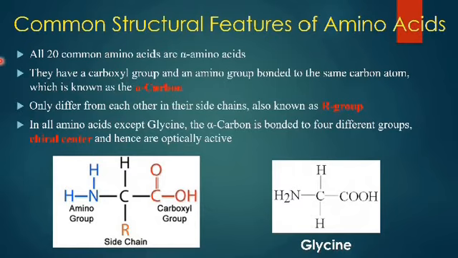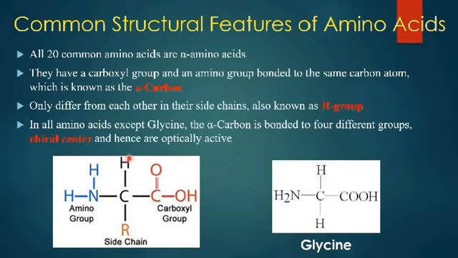All 20 amino acids are alpha amino acids, which means that they have a carboxyl group and an amino group bonded to the same carbon atom, and this carbon atom is known as the alpha carbon. These amino acids only differ from each other in their side chains, which is also known as the R group.